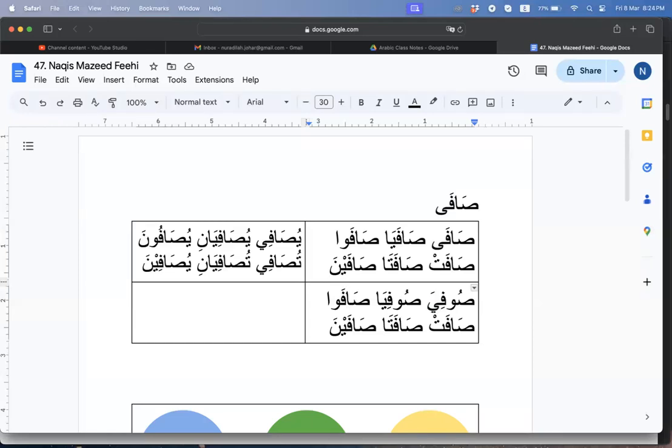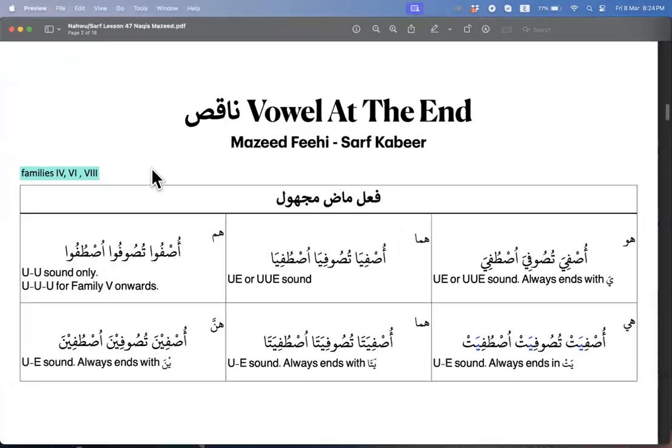This one, for all the family, will be normal. This one is supposed to be sufiu, actually, but this letter is already removed, so you cannot see the kasrah, so you will see two dhamma: sufu. So you say sufu.